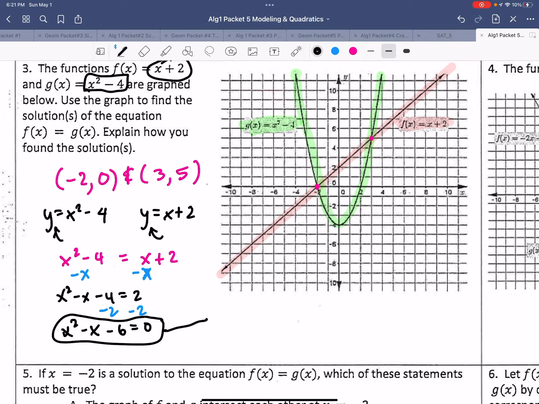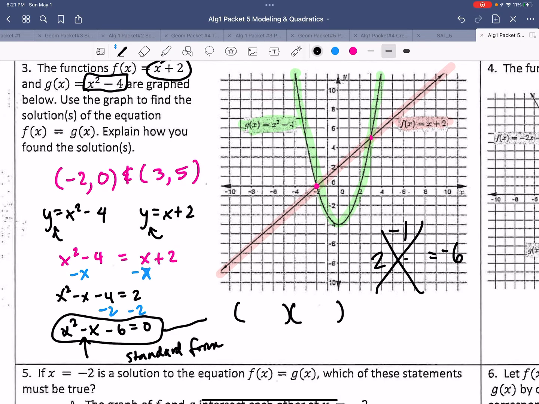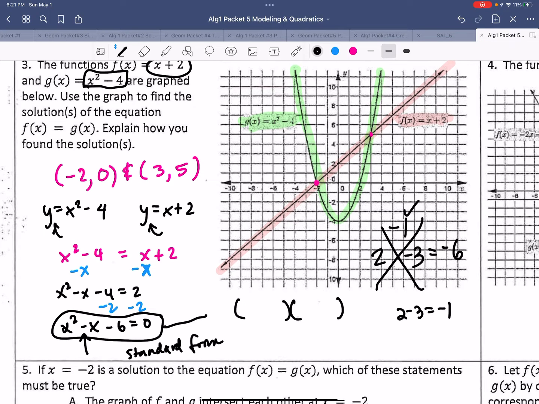We need to factor this. This is in standard form. So let's say to ourselves, what adds to get -1, that's what's here, -1, and multiplies to get -6. So I think that would be, what is that? 2 times -3 would... So 2 minus 3 would be -1. That works. And 2 times -3 is -6. That works. Okay, so we can write (x plus 2)(x minus 3).